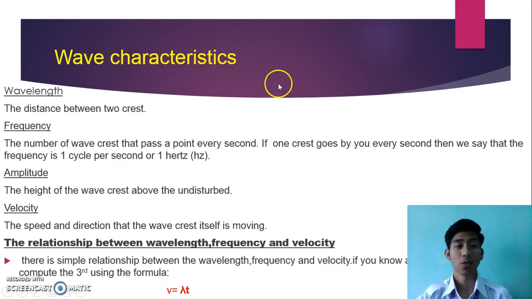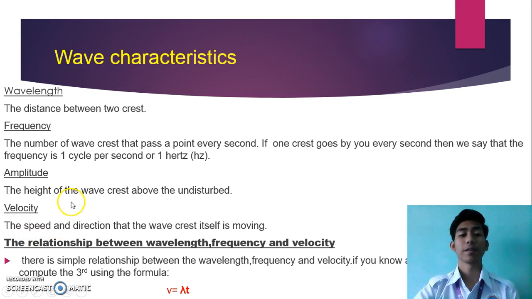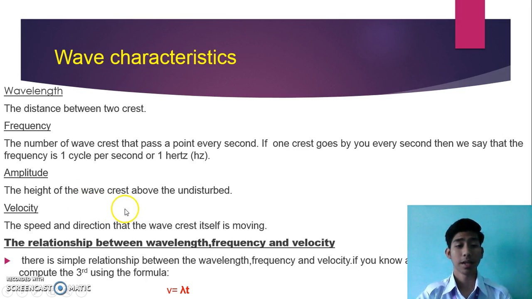passes. Wave characteristics. Wavelength, the distance between two crests. Frequency, the number of wave crests that pass by every second. If one crest goes by you every second, then you will say that the frequency is 1 per second, 1 hertz. Amplitude, the height of the wave crest above the undisturbed level. Velocity, the speed and direction that the wave crest itself is moving.